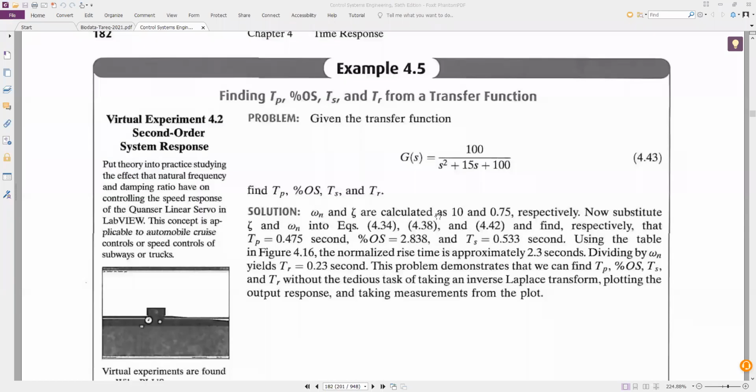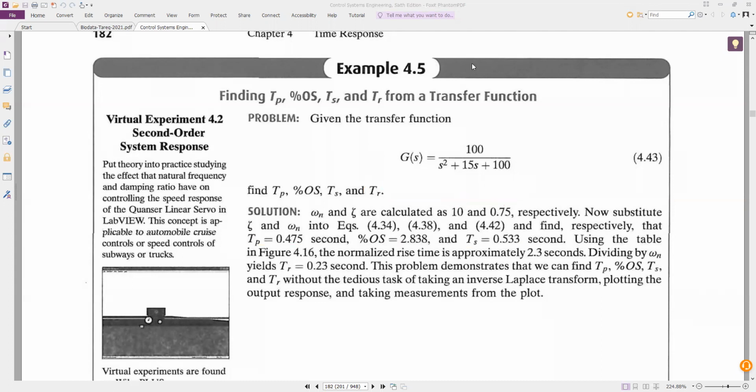Now you do the calculation here, and percentage of overshoot, Ts. Omega n and zeta are calculated as 10 and 0.75. Let's find out the omega n and zeta. That is the omega n, and that is the zeta. Now substitute zeta and omega n into those equations, Tp, percentage of overshoot, so you can find out easily. Now time to find out the response time. For the response time, you need to use the table. Using the table in figure 4.16.